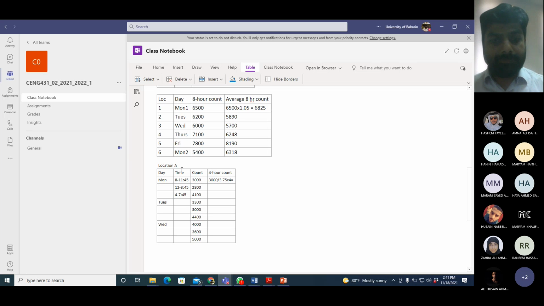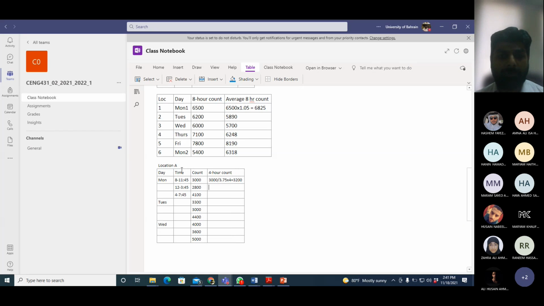How much is it? Keep your calculators at hand. You will be converting lots of values. Next, same ratio. 2800 divided by the same thing, multiplied by the same thing. How much? Okay, next.